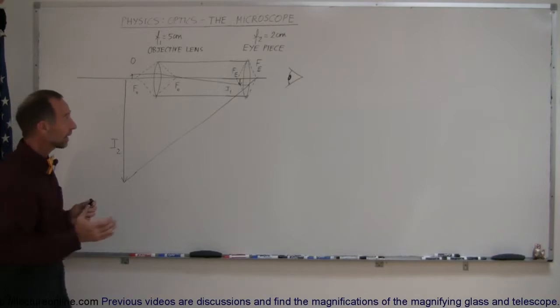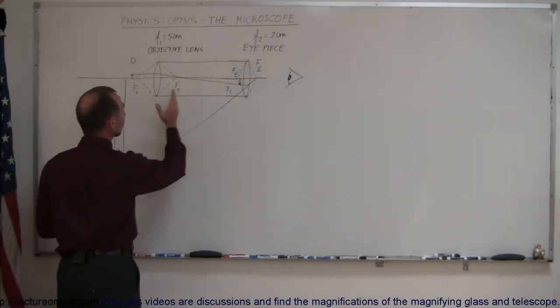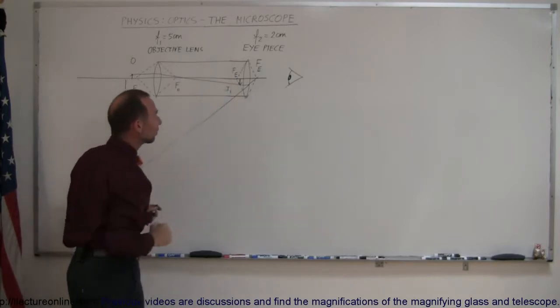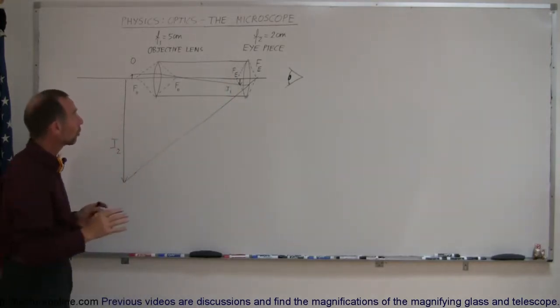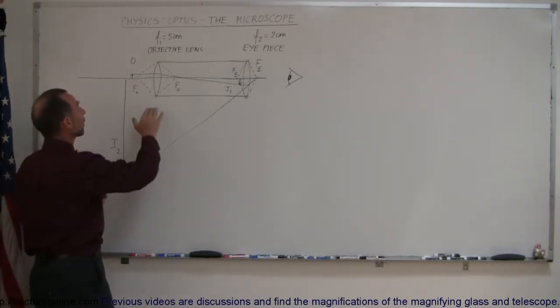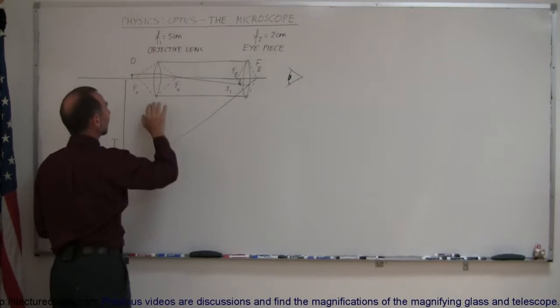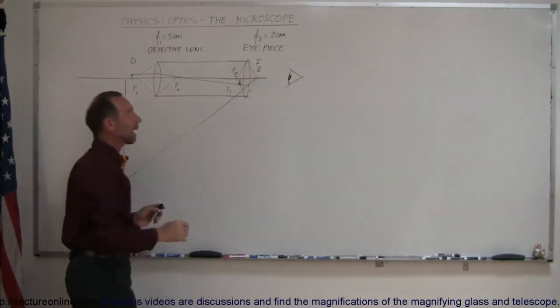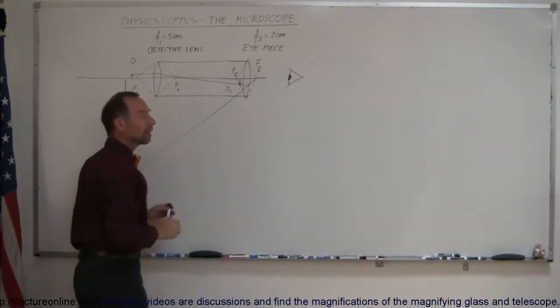Well, just like a telescope, a microscope has two lenses. The one in the front is called the objective lens, the one in the back is called the eyepiece. Unlike for a telescope, the focal lengths of both lenses tend to be very short for a microscope. Let's say we have an objective lens with a focal length of 5 centimeters in the front, and an eyepiece with a focal length of 2 centimeters in the back. The observer is looking through the eyepiece.